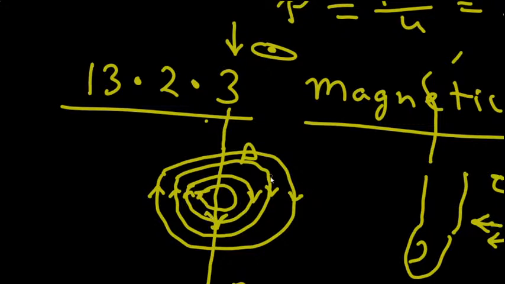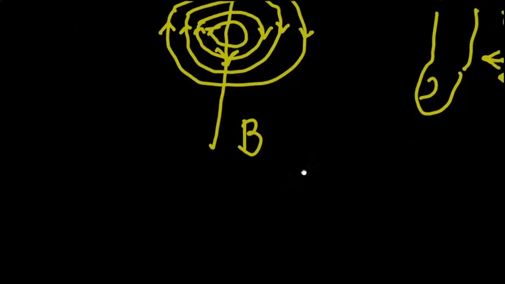Now as we go, we know that two lines cannot intersect any time, and as we go away from the conductor, the strength of the magnetic field keeps on decreasing. So now we go to a circular loop. Till now we were talking about a straight conductor. Now I bring in a circular loop.